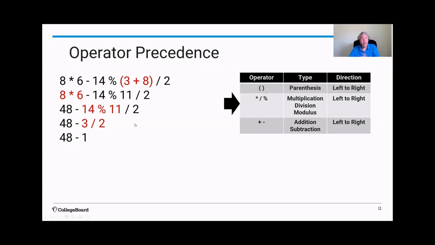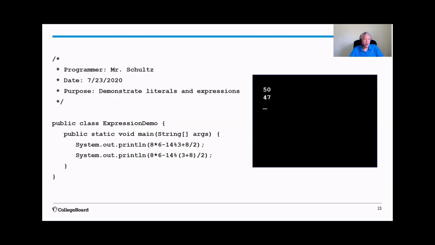After we've gone all the way left to right and taken care of all of the multiplication, division, and modulus, then we go back to the left again and look for addition or subtraction. In this case, we only have one occurrence. That's 48 minus 1, which is going to give us a result of 47, okay? When I plug these into a little program, all of that evaluation takes place in the background, and I'm still going to end up displaying 50 and 47 as my output.